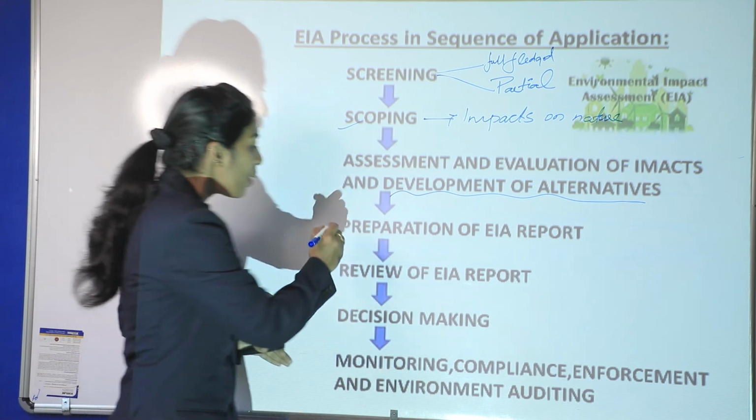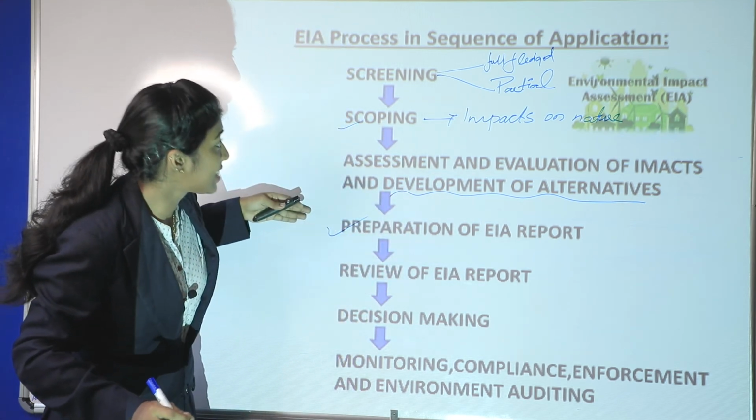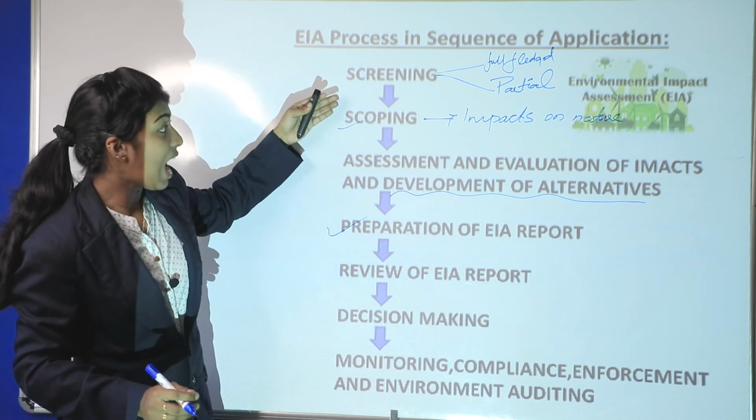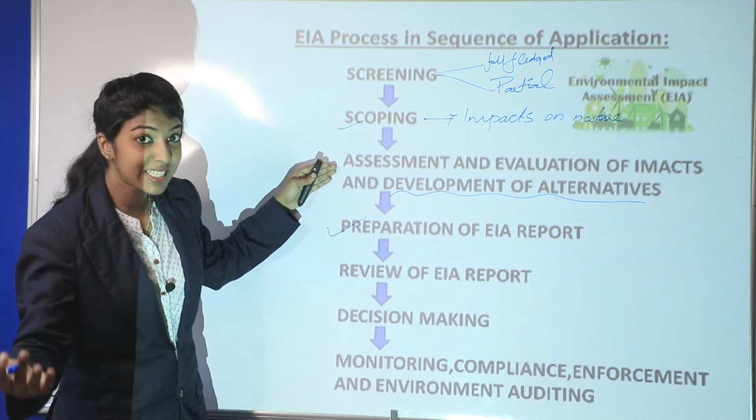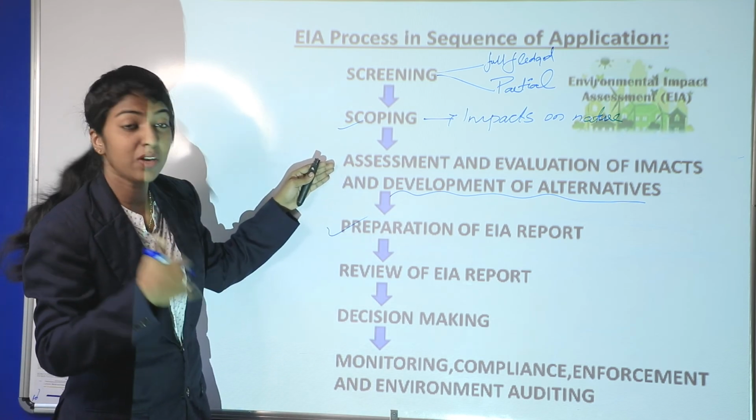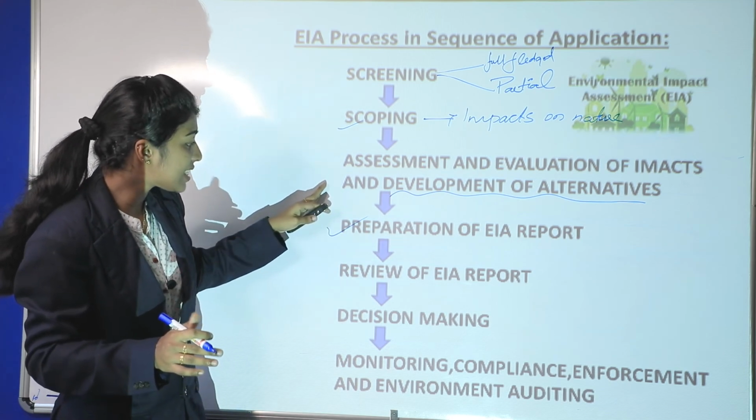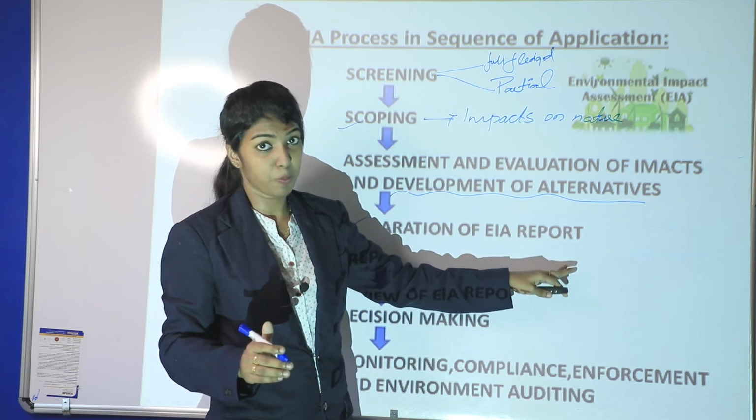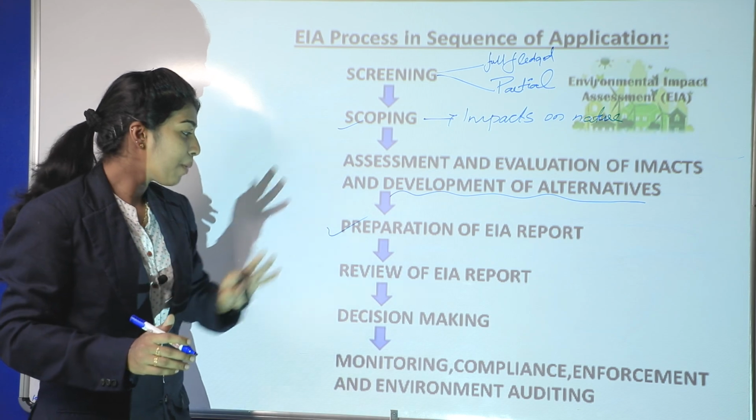And finally, preparation of the EIA report. Based on all these three things, that is, first we screened, second we found all the impacts, third we evaluated and assessed those impacts and developed alternatives, and finally by evaluating these three we prepare an EIA report. The Environment Impact Assessment report is prepared.